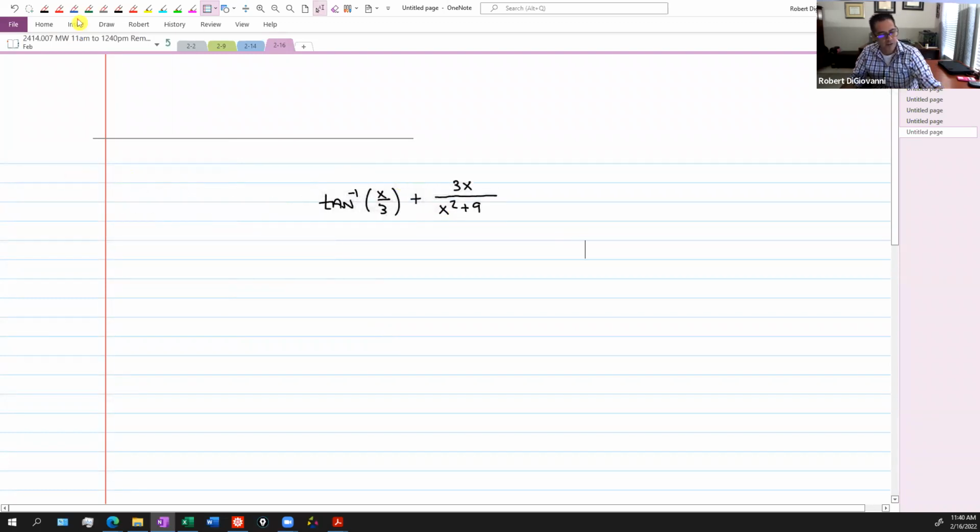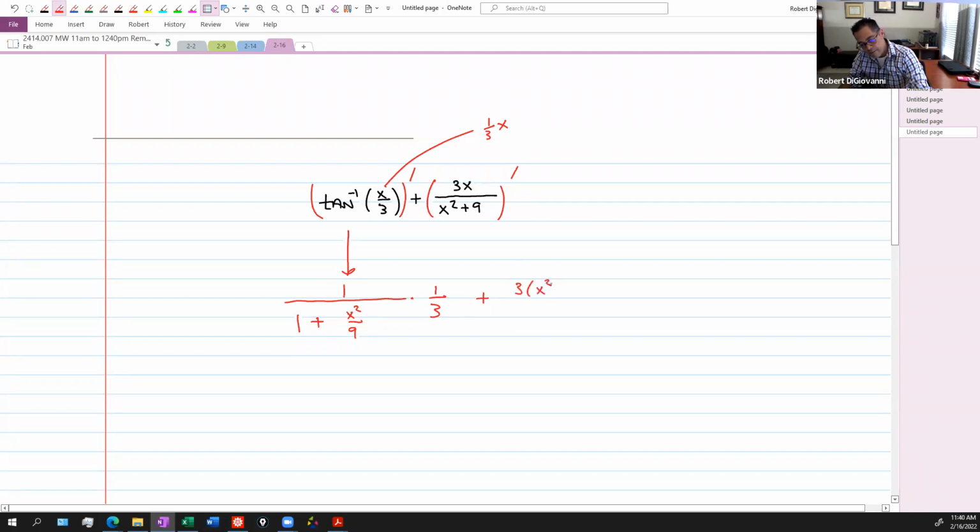Okay, so if I differentiate this, I can do the derivative of each one separately. The derivative of inverse tangent of something is 1 over 1 plus whatever's in here squared, x squared over 9, times the derivative of what's in here. Now be careful because that's really just 1/3 x. So the derivative of that's 1/3. So that's the derivative of this. Plus, now this is a quotient. When I do the derivative of that, I need the quotient rule. So the derivative of the top is 3 times the bottom, minus the derivative of the bottom, which is 2x, times the top, which is 3x, all over the bottom squared. The bottom squared is x squared plus 9 squared.